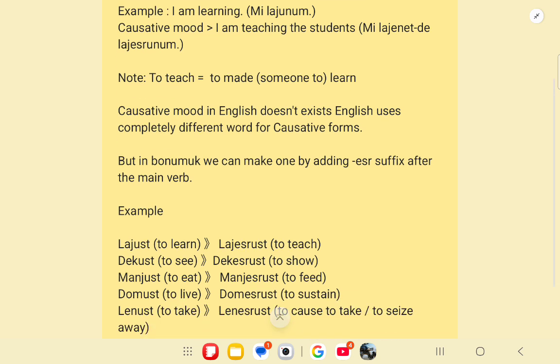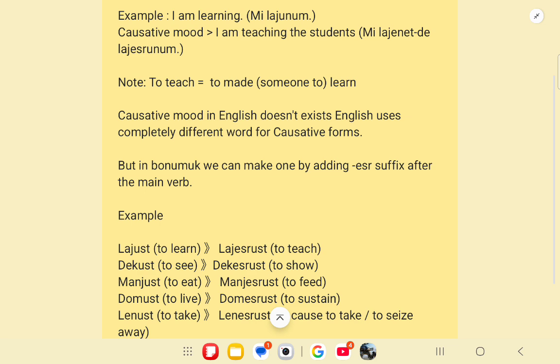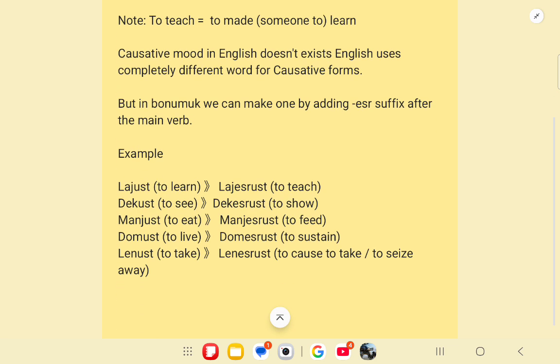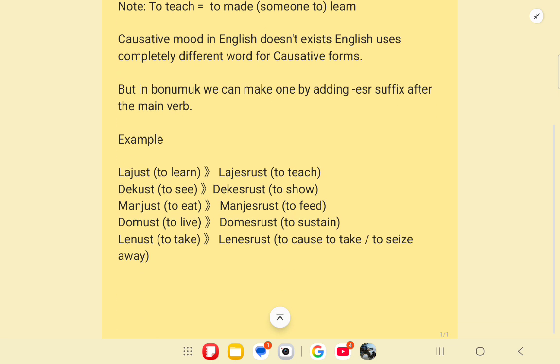Okay, but what is the problem? In the English language the causative mood does not exist. English made completely new words for the causative mood, but in Bonumuk we can make one by adding the esra suffix. So how to make a causative mood? Let us see. Like lajust, lajesrust, to learn, to cause to learn, which is to teach.